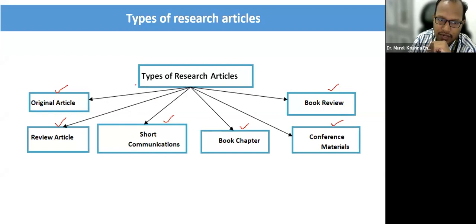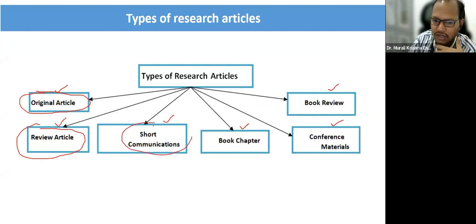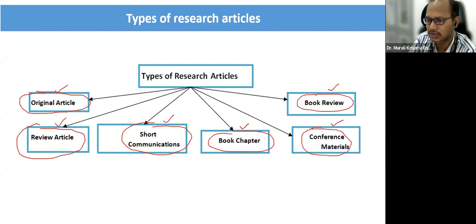So there are six types. One is the original article, that's the journal articles, research articles. Even some literature survey papers, review papers will be there, and there are some shortcomings that I will tell you. And there are book chapters, book reviews, and conference materials, conference papers and everything.